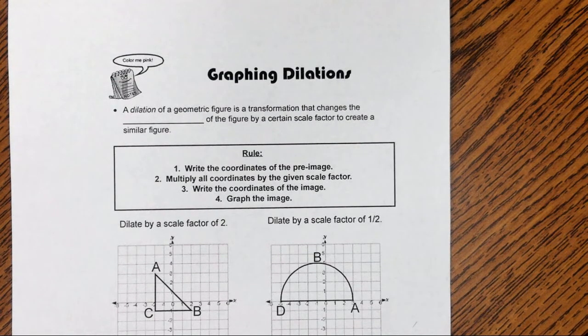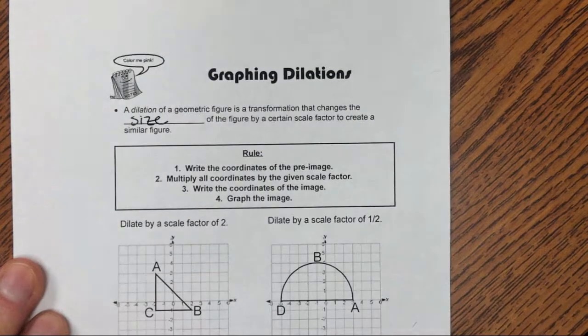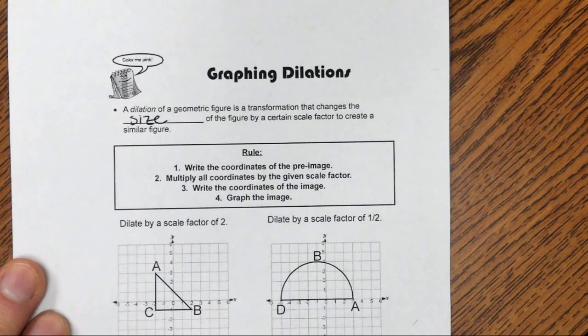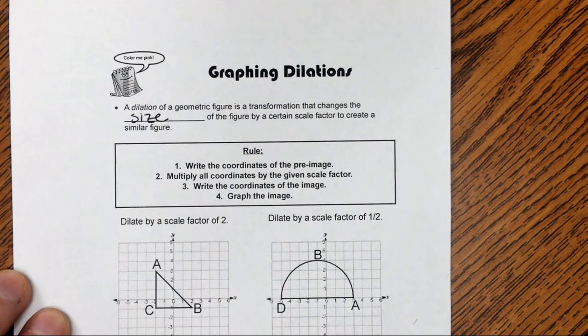Alright, in this video we're going to talk about how to graph dilations. So dilation of a geometric figure is a transformation that changes the size of the figure by a certain scale factor to create a similar figure. So basically we're taking the same shape and we're just changing its size. We're either going to enlarge it or we're going to shrink it.